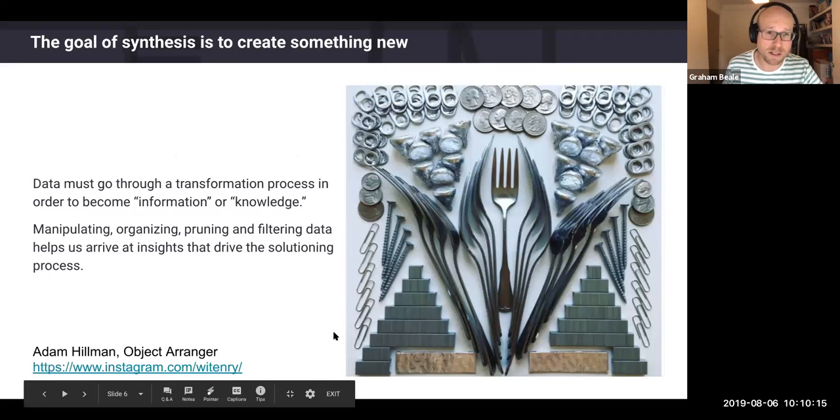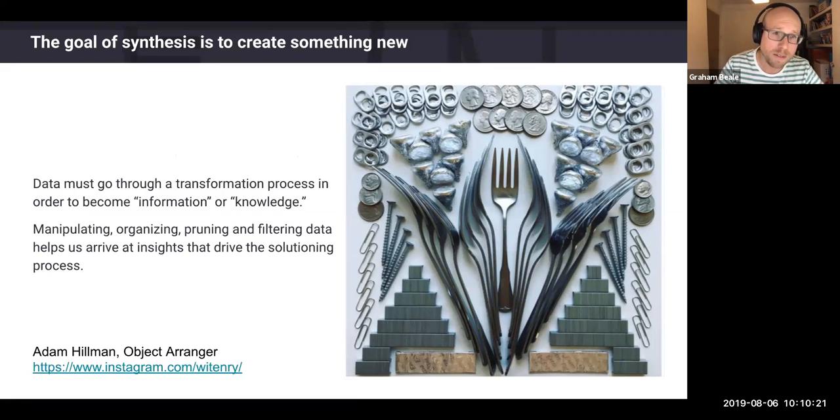So the goal of synthesis is a little bit different, and this is a quote from Adam Hillman. Data must go through a transformation process in order to become information or knowledge. Manipulating, organizing, pruning, and filtering data helps us arrive at insights that drive the solutionizing process. So there's an additional bit that you have to do to try and derive the links from this information you've got and understand some of the patterns you've got going on. And that's not simply about understanding what you've got, it's about moving it forward into the next step.